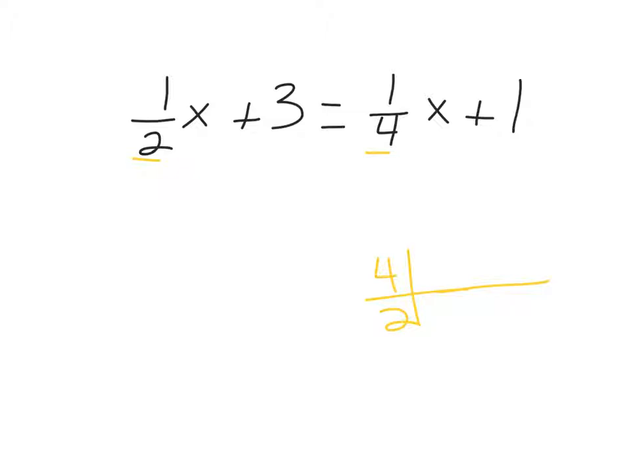So 4 times 1 I know is 4, 4 times 2 I know is 8, 4 times 3 is 12. Let's look at 2. 2 times 1 is 2, 2 times 2 is 4. Okay, so I've already found it. I know that I'm going to use 4. We always want to use the smallest of the denominators that they have in common. So that's what we're using there. It's going to be 4.